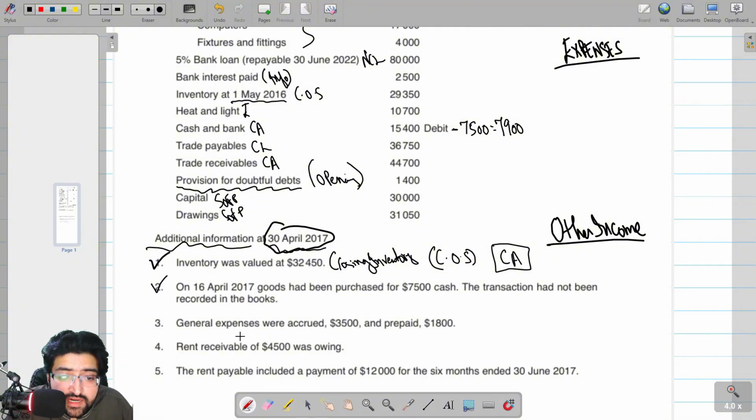Okay. General expenses were accrued 3,500 and prepaid 1,800. So there's one expense that is accrued as well as prepaid. General expenses might include a lot of miscellaneous expenses together. It might be that stationery is in it and cleaning is in it. So one of those expenses is accrued and the other one is prepaid. In simple words, what do we do for accrued expenses? I have told you, you simply add the amount given in the question. So let's find out where general expenses are and add 3,500 to it.